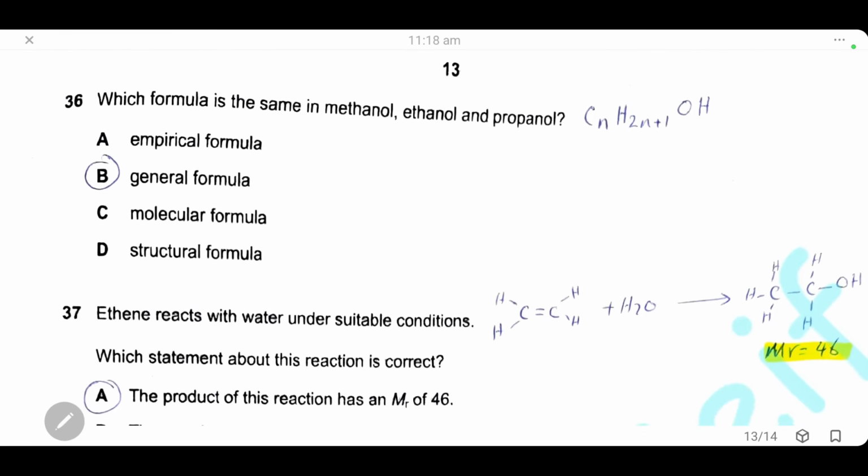Question 36. Which formula is the same in methanol, ethanol, and propanol? Methanol, ethanol, and propanol are all alcohols, so they have the same general formula, which is CnH2n+1OH. So we will choose the same general formula. The answer is B.